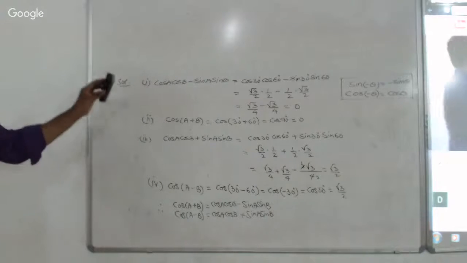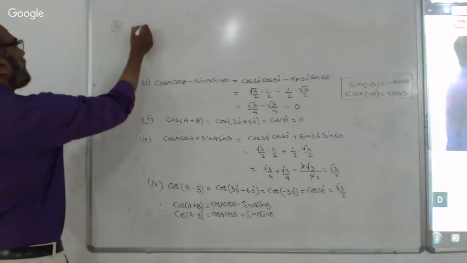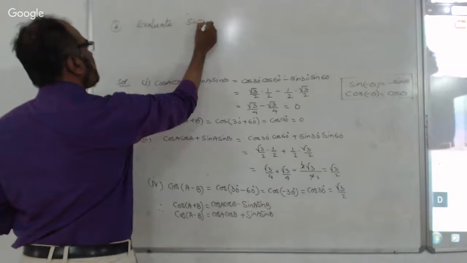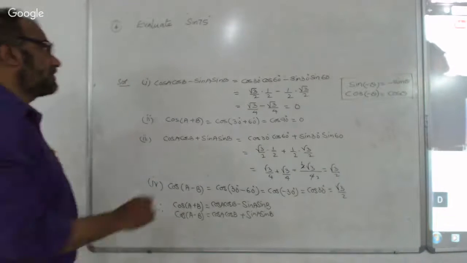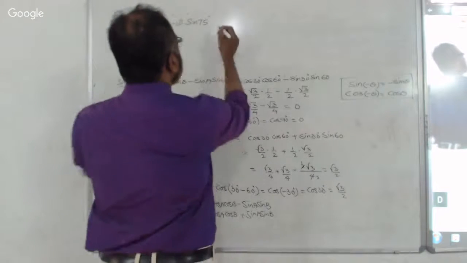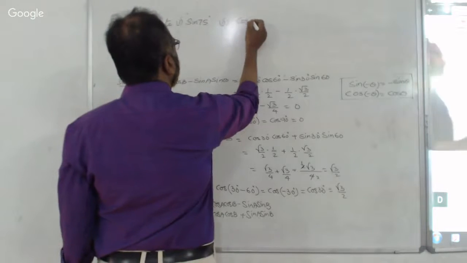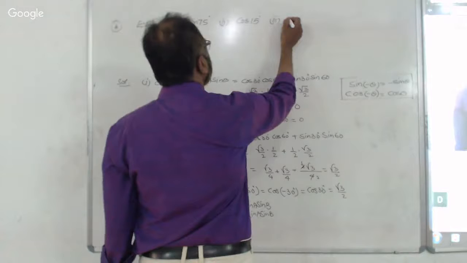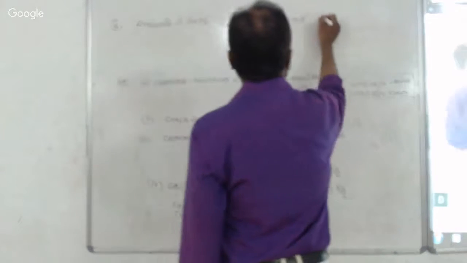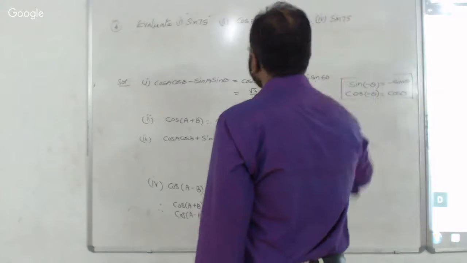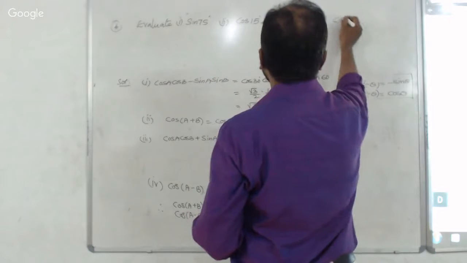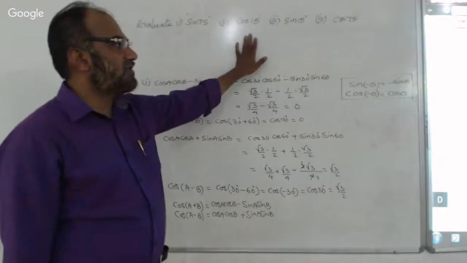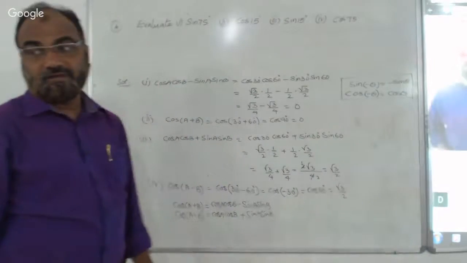Question number 3. Evaluate sine 75. We will find the value of sine 75. Second, cos 15. Third, sine 15. And fourth, cos 75. We need to evaluate these four values: sine 75, cos 15, sine 15, and cos 75.